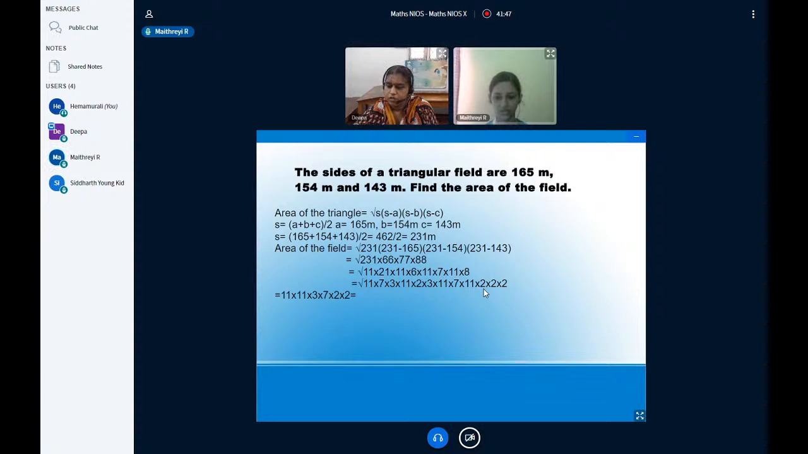One thousand 164. 1000 plus how much? 10,000. 10,000, right. 10,164 meters square is the area of the triangle. Any doubts to find the area of the triangle using Heron's formula? No. Shall we move to the next? Yes. Okay, Raja.